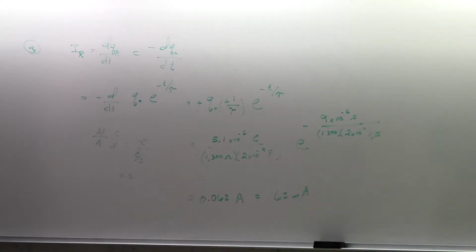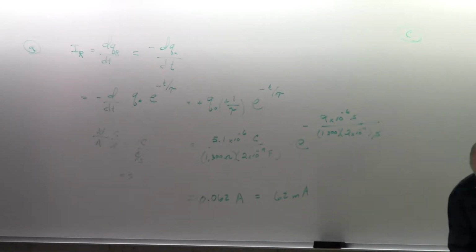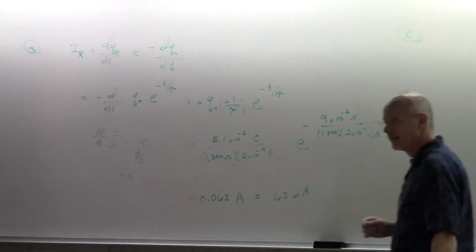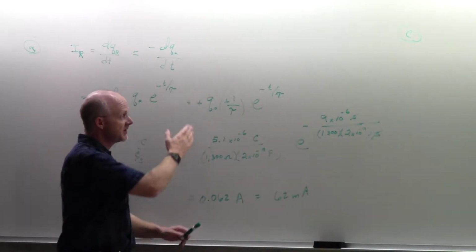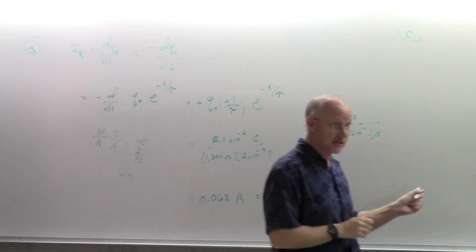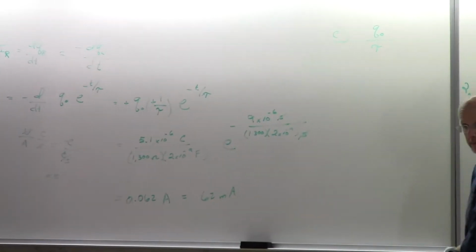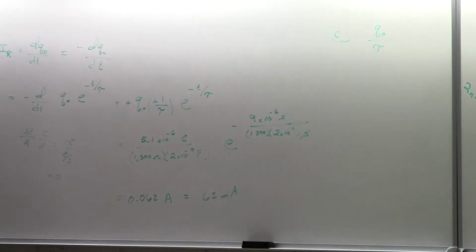The other part of this, part C, then says, what is the maximum amount of current? Well, the maximum amount, and here's where the physics comes in first. Well, isn't this the equation for the current? A decaying exponential. So isn't the maximum amount the number out in front? Right? So there's the maximum amount.